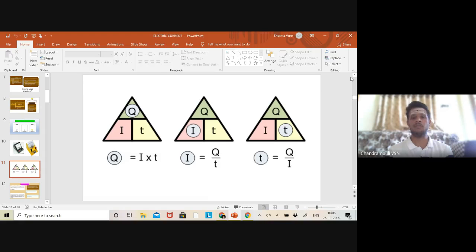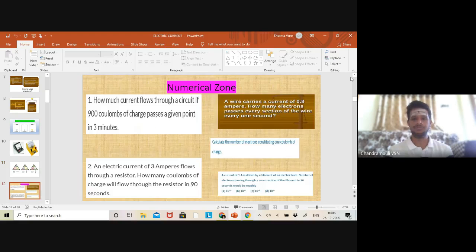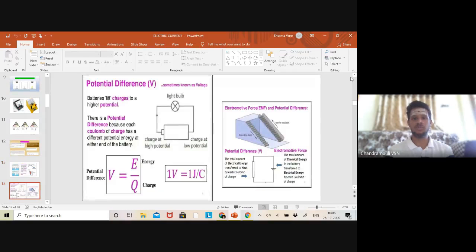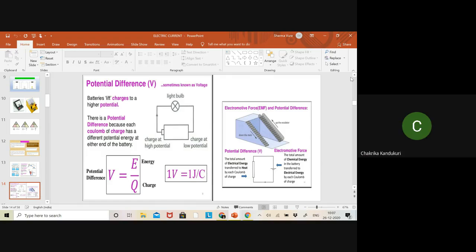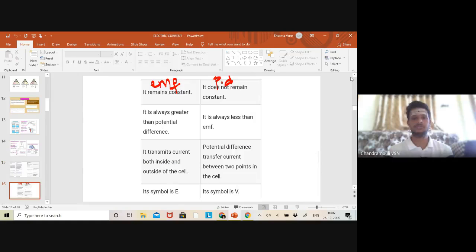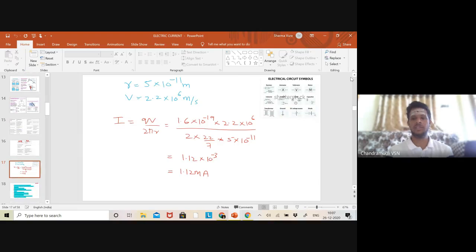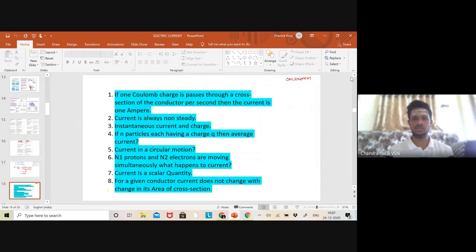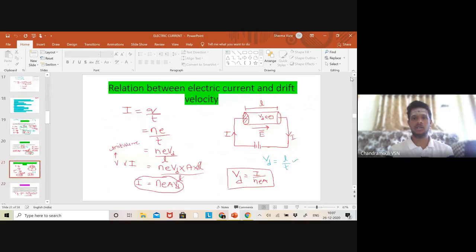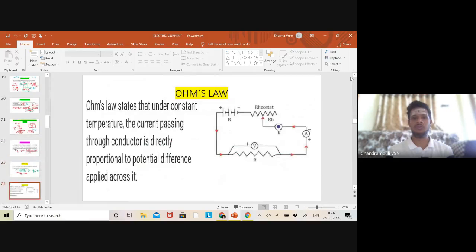So what is the formula of the basic electric current? I is equal to Q by T. This is the potential difference we come across. What is the potential difference formula? V is equal to E by Q or W by Q. Joule per coulomb is called what, children? Volt. So what is the difference between EMF and potential difference? You'll get to know. These are the foundation matters we need to go through.